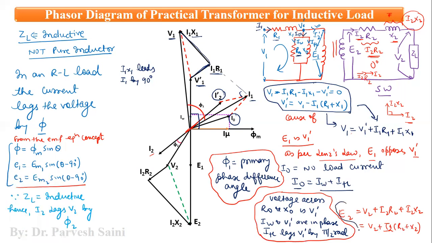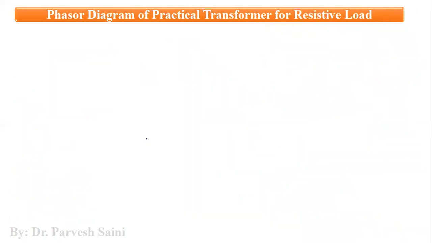This is a separate equation of the secondary winding, right? So now this was about the phasor diagram of a transformer for inductive load. Now let us see how to draw the phasor diagram of a transformer when connected to a resistive load. The phasor diagram in this case will again begin with the same concept.